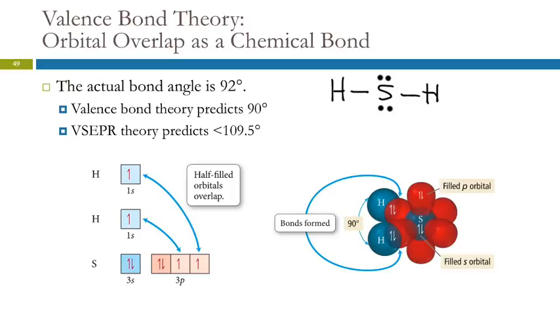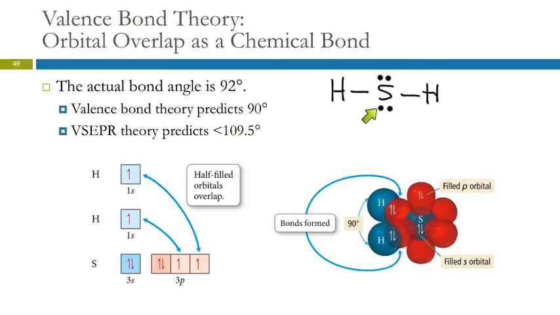So this predicts that bonds will form. We'll have H2S. This predicts that this angle, though, would be 90 degrees, because that's the angle of the p orbitals. So the actual bond angle is 92 degrees. Valence bond theory predicts that it's 90 degrees. VSEPR theory predicts that it's less than 109.5.